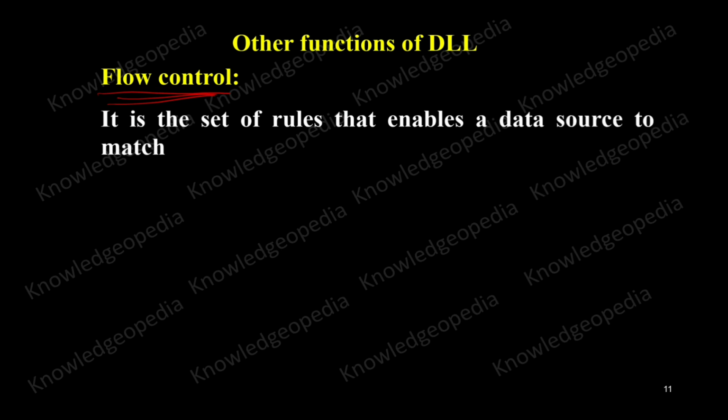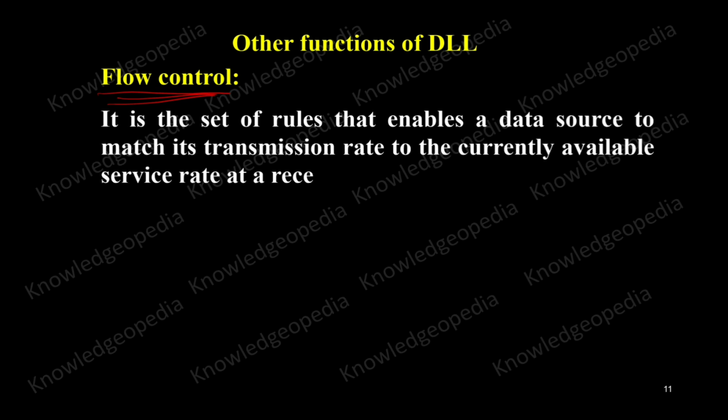Here it is done between source and destination inside the network. It is a set of rules that enables a data source to match its transmission rate to the currently available service rate at the receiver and in the networks. So looking at the receiver and the network, the data rate should be matched.